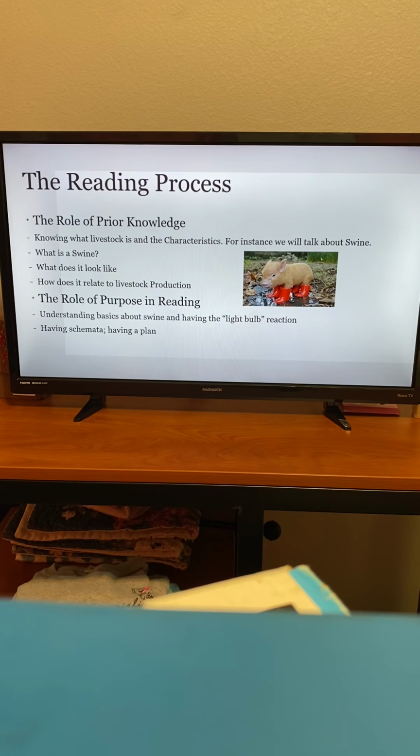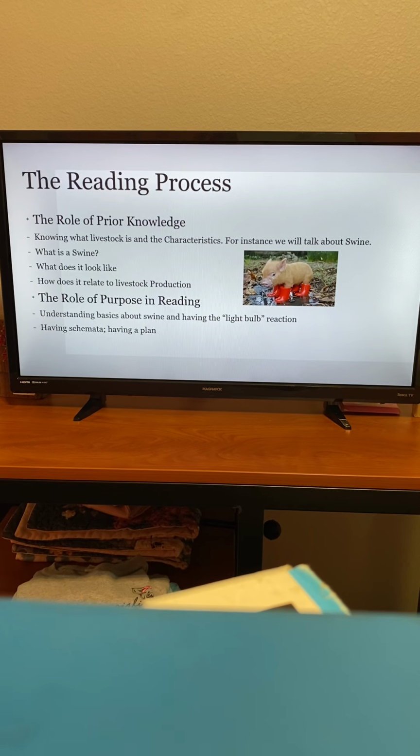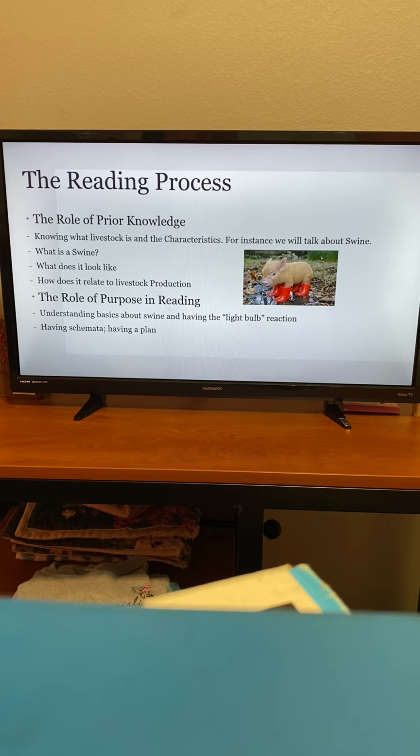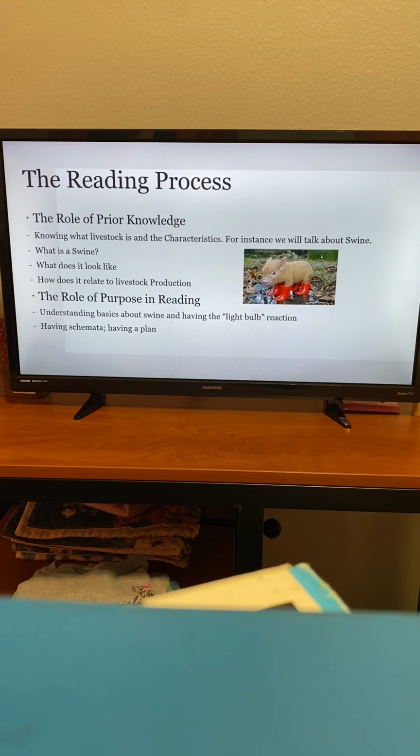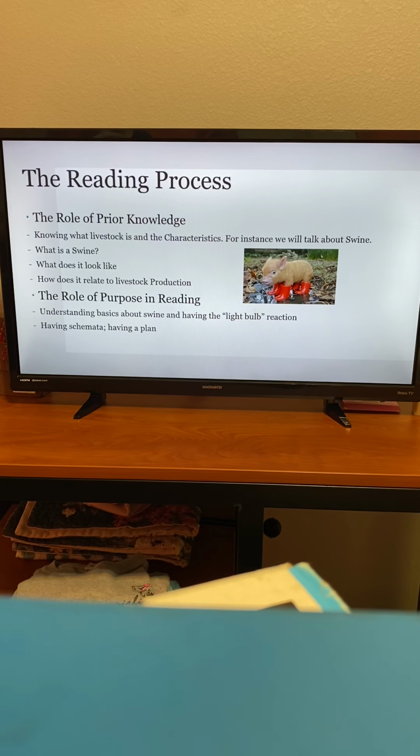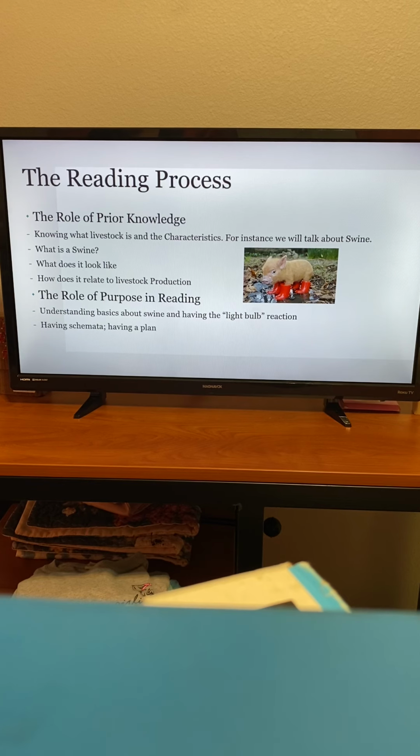Then we get into also how does this relate to production. Specifically, we could say that a pig or swine relates to livestock production because it can be used for multiple things. For instance, from a pig you can get pork, so you have a food source from that, or you have materials. If you've ever heard someone say, do you want to go throw some pig skin? They're referring to a football, because our football is made from pig skin.